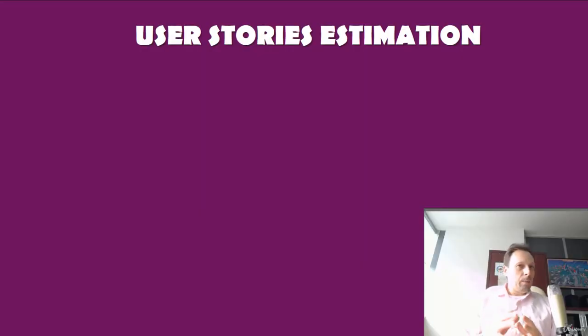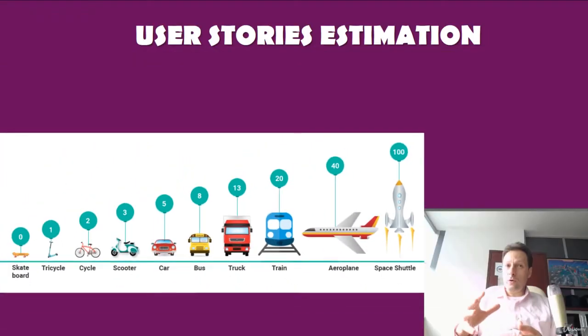Now let's talk about user story estimation. In Scrum, the product owner is responsible for prioritizing the product backlog, an ordered list of work that contains a short description of all desired features and fixes for a product. Product owners capture requirements from the business.